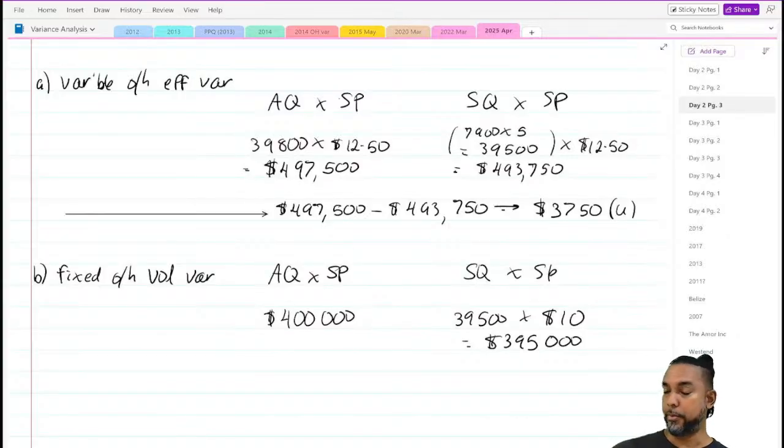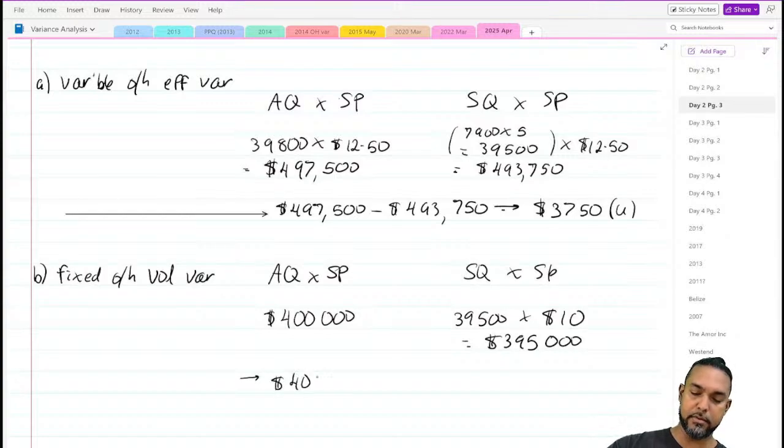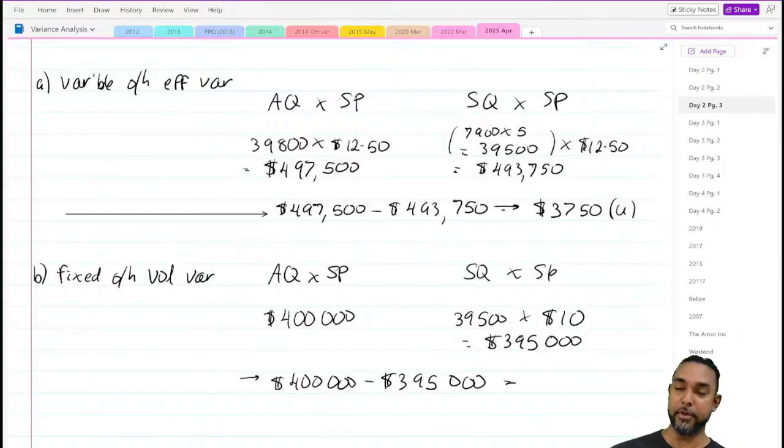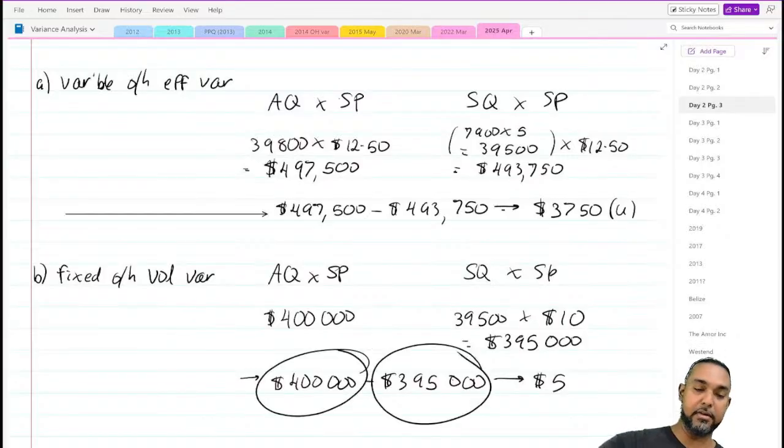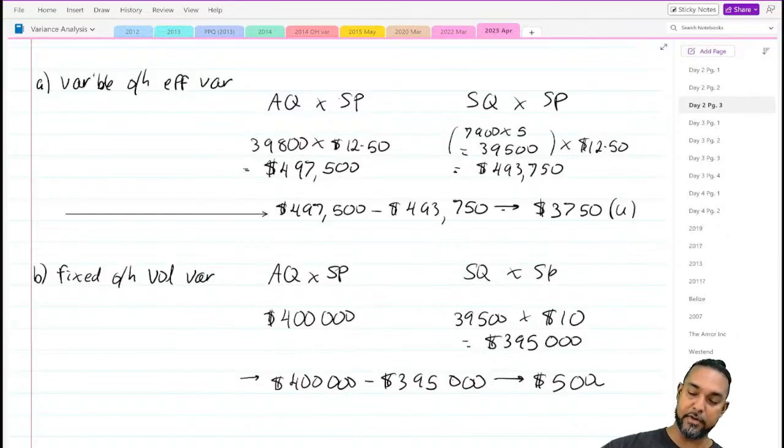When we compare the two of them, that's 400,000 minus 395,000. Doing some overhead variances here. Now, because the actual is greater than the standard, we're going to have an unfavorable variance, right?